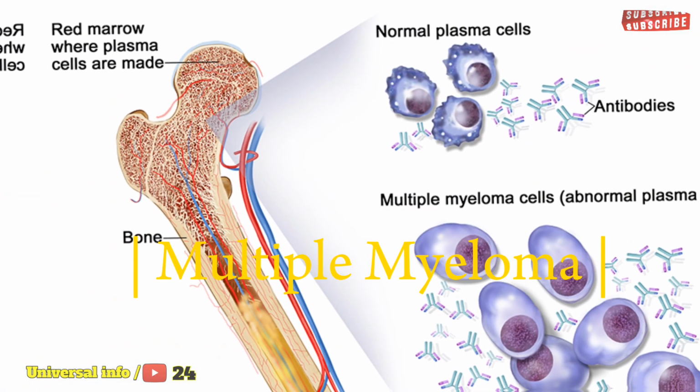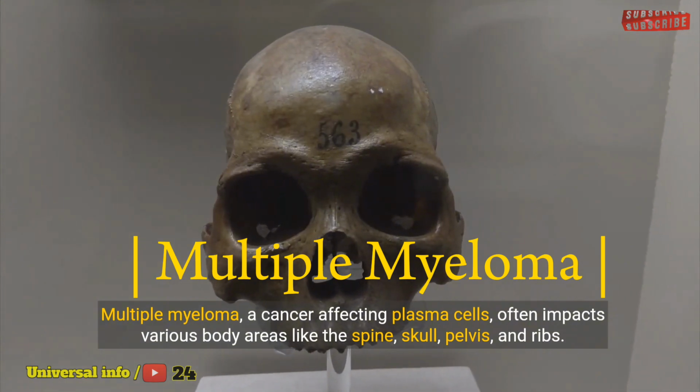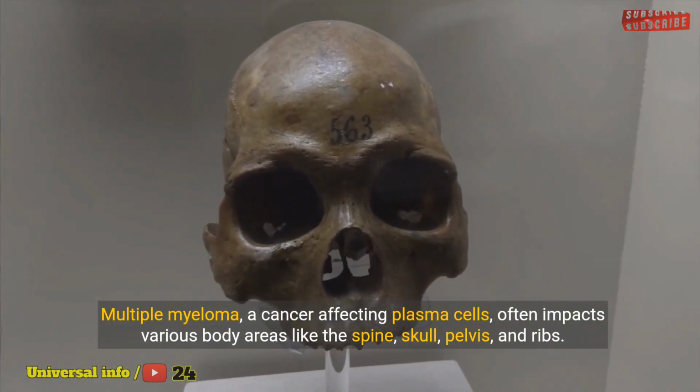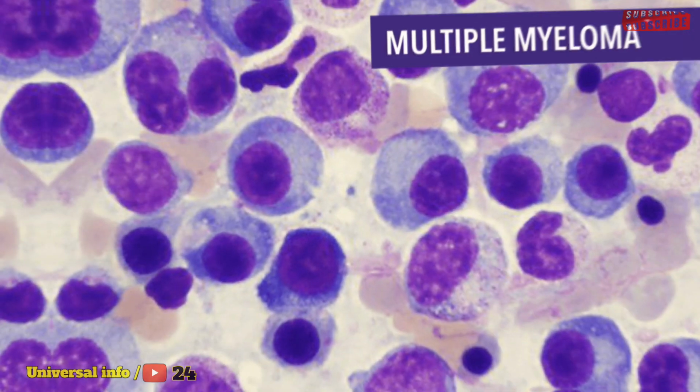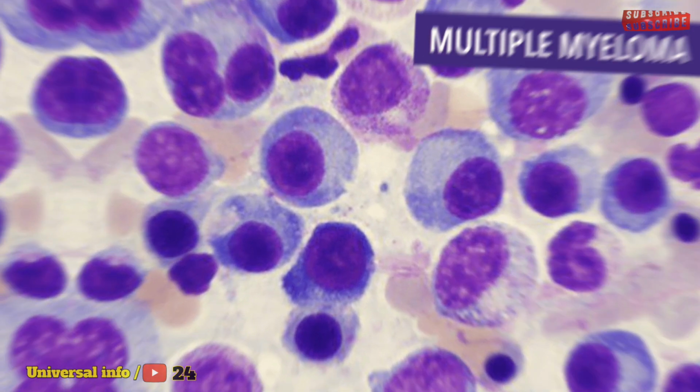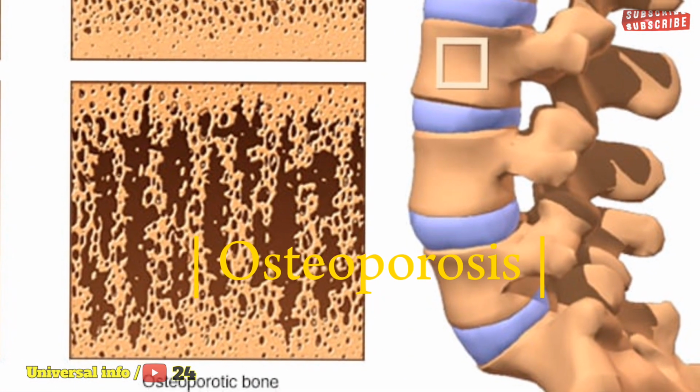Number 9. Multiple myeloma. An example is multiple myeloma, a cancer that forms in a type of white blood cell called a plasma cell. The cancer often affects several areas of the body, such as the spine, skull, pelvis, and ribs.